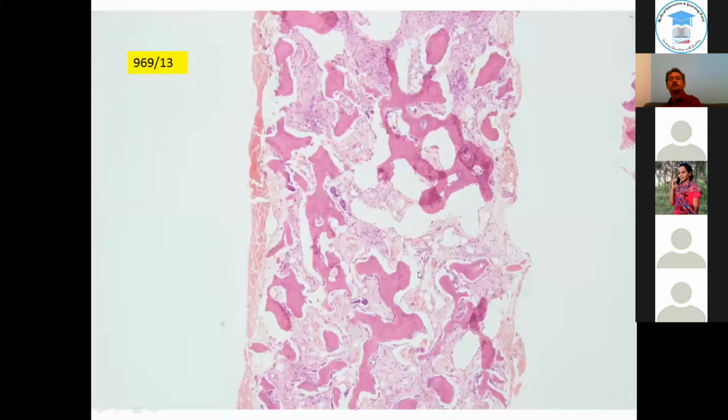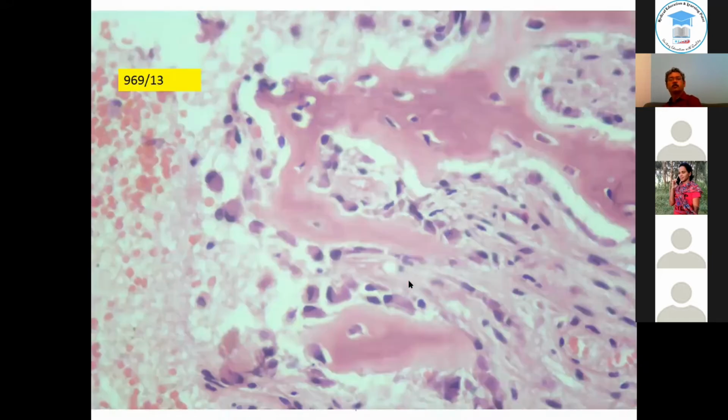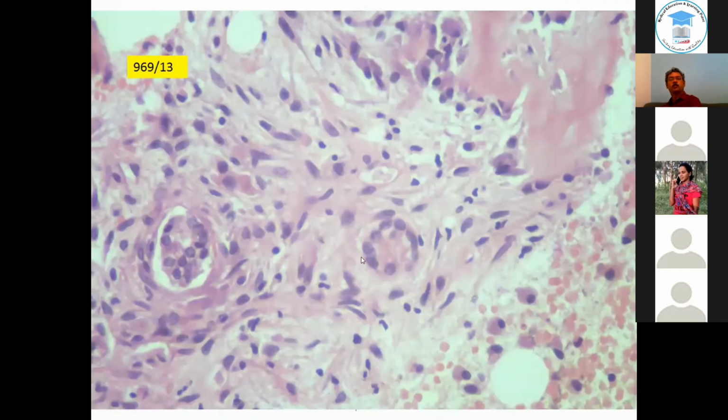The same, pretty much the same again. And if you are in love with your diagnosis of myelofibrosis, here's the same thing. If you're in love with the diagnosis of myelofibrosis, you will miss the fact that there is a metastatic adenocarcinoma in the same bone marrow. So that fibrosis was because of the metastatic adenocarcinoma.